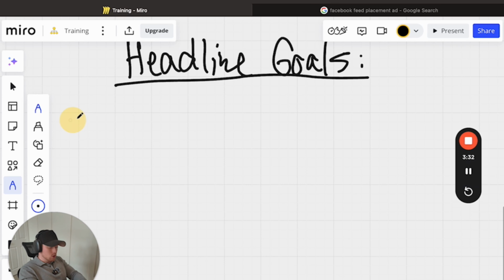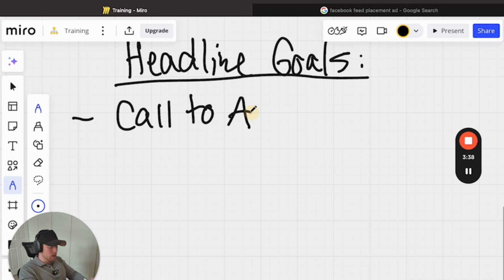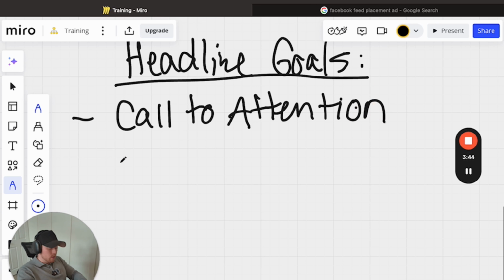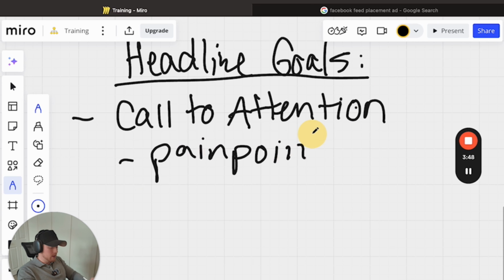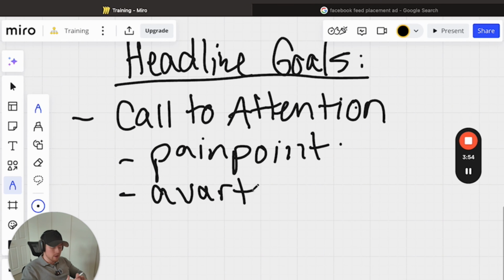So the first goal of a headline that we're going to talk about is a call to attention. Right, so you probably heard the term call to action, but this is different, a call to attention. So a call to attention could be calling out a pain point of somebody or something in somebody's life, whether that's a specific avatar, right? So you could be calling out specifically women over 40, right? So that would be an avatar or a persona.